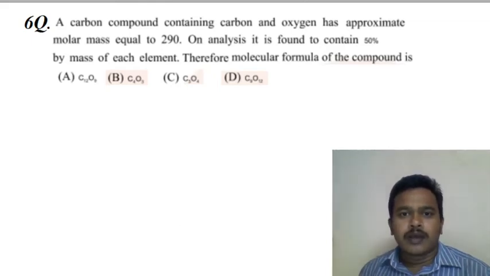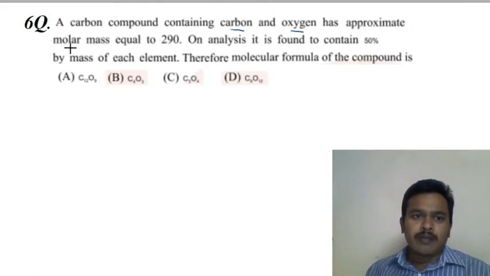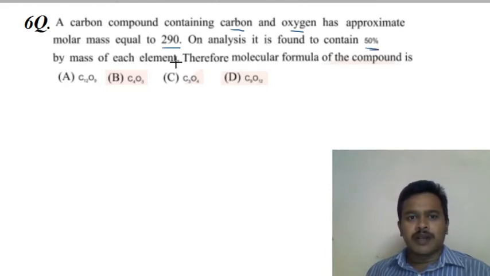Hi everybody. In this session, we are going to learn one more question. I will read the question. What is the question they have given to you? A carbon compound containing carbon and oxygen has approximate molar mass equal to 290. On analysis, it is found to contain 50% by mass of each element.